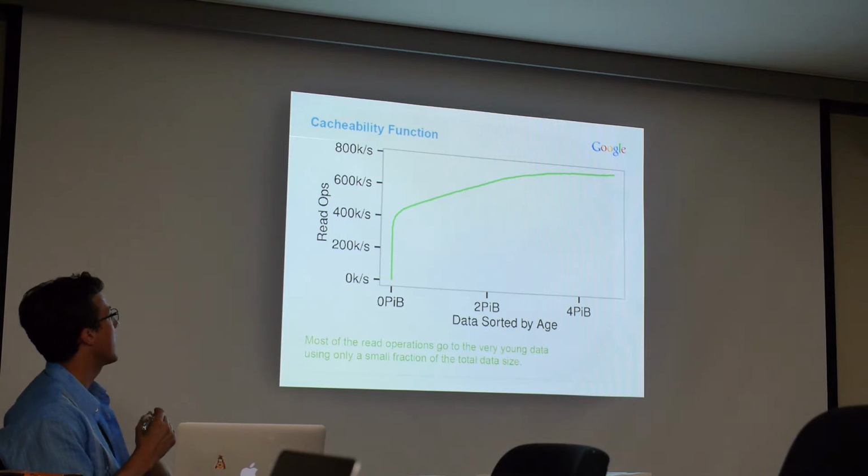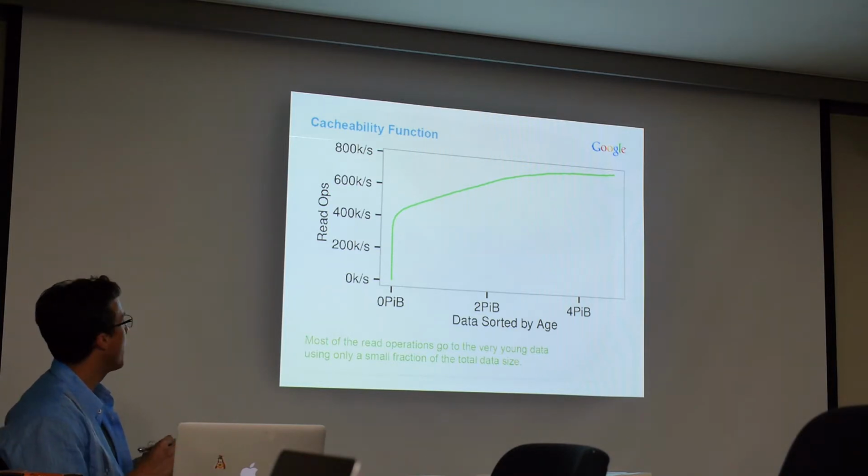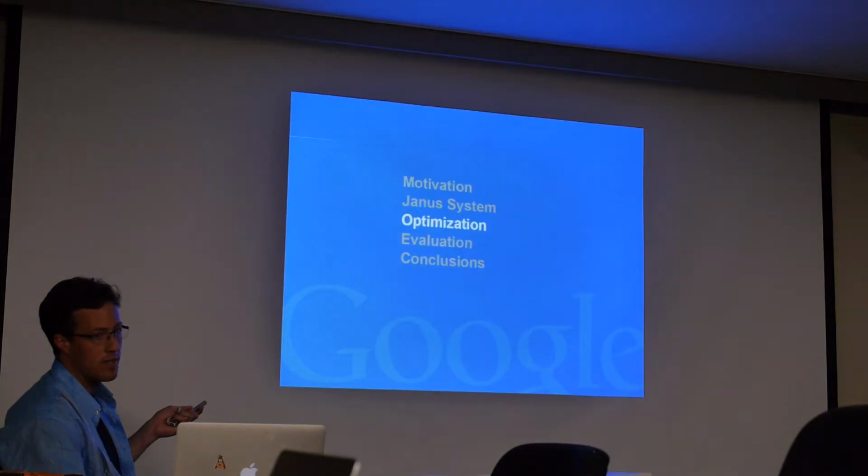And so here is that cacheability function showing what it looks like. Most of the read ops are for very, very young data here, almost half. You can see that there's sort of a knee in the curve here, and with just a small amount of flash, we can get most of that. But these shapes differ dramatically for different users.